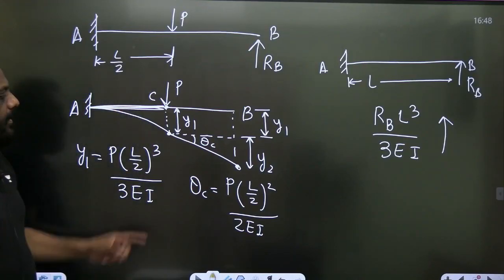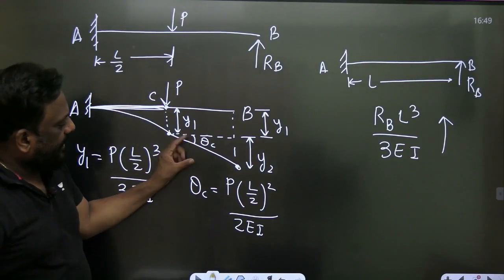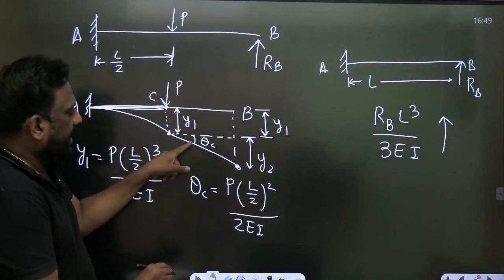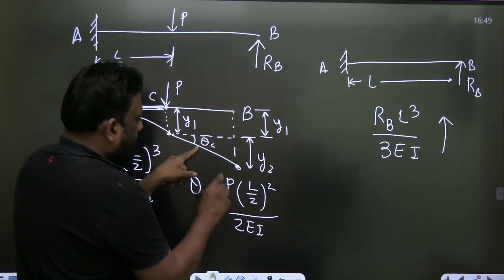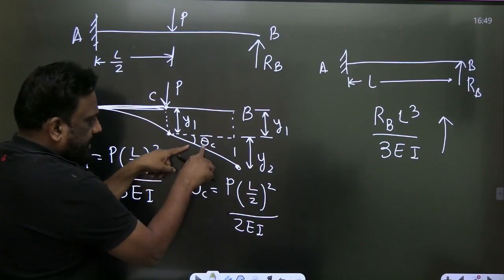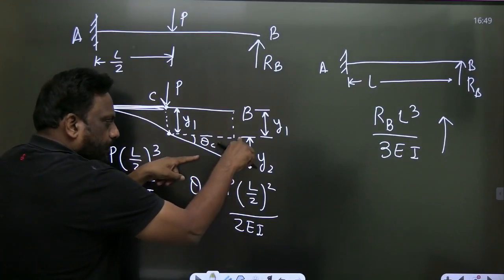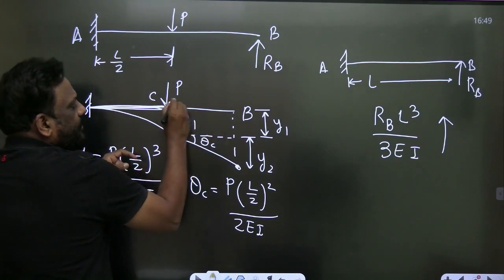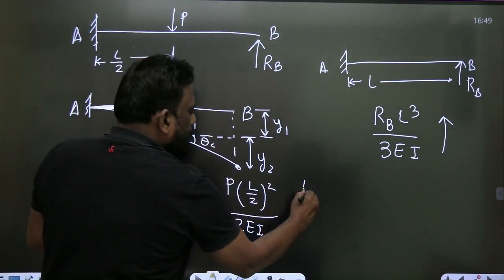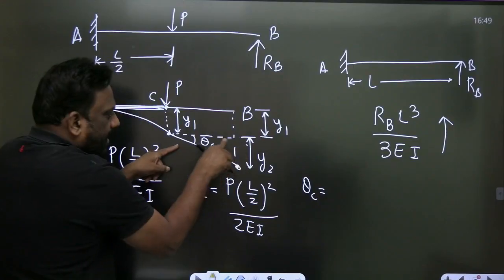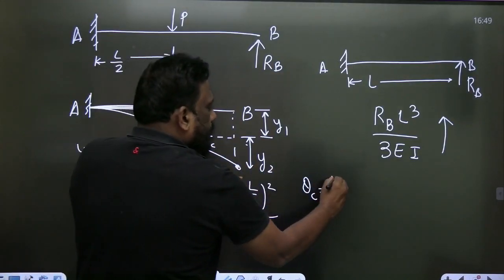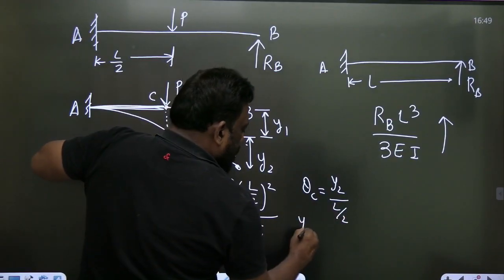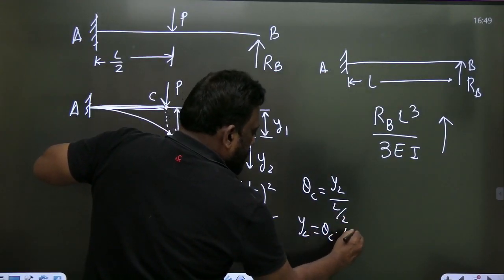And you know, tan theta is slope, tan theta is opposite by adjacent. So slope is equal to tan theta, which is y2 by this length, and this length is also L by 2. So the slope is y2 by L by 2. So if you want y2, it will be theta c into L by 2.